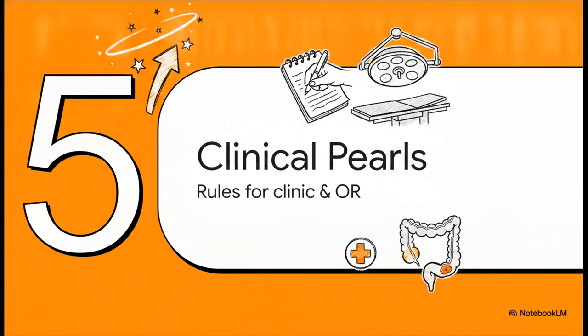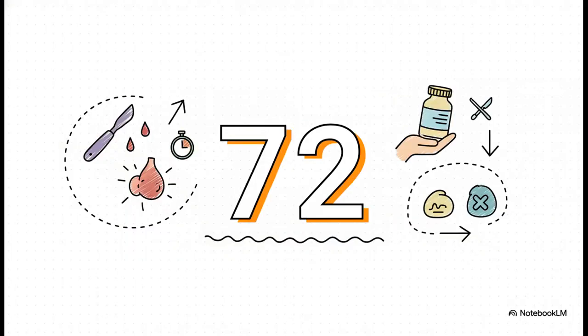Finally, Section 5, Golden Clinical Bedside Pearls, essential rules for the clinic and operating room. Let's wrap up with some practical wisdom. 72. That number is your critical window. If a patient presents with an acutely painful thrombosed external hemorrhoid within 72 hours, excise it in the office under local anesthesia. Immediate relief. But if it's past 72 hours, put the scalpel away. Seriously, just use stool softeners. The pain has already peaked, and cutting now just creates a painful wound for absolutely no reason.